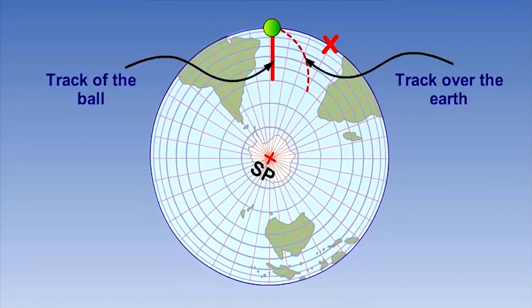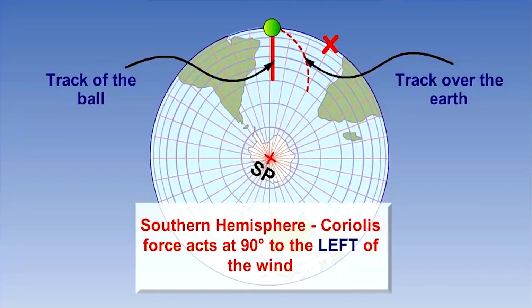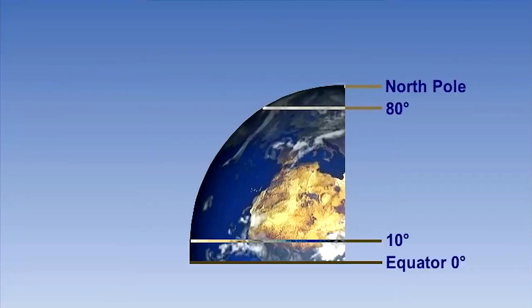If you watch the animation, you will see the ball this time being deflected to the left of the intended target. So, in the southern hemisphere, we can say that the Coriolis force acts at 90 degrees to the left of the wind direction, causing it to be deflected to the left of its intended track. The difference in speed between two fixed points is greater nearer the poles than the equator.